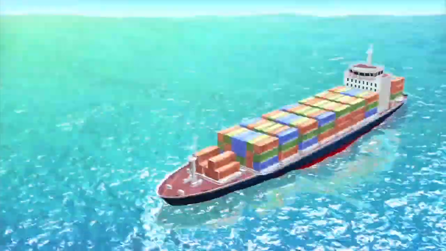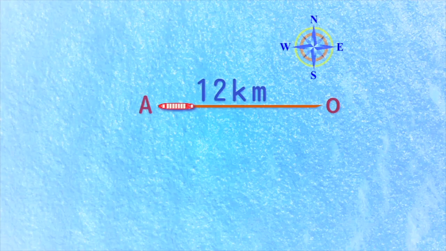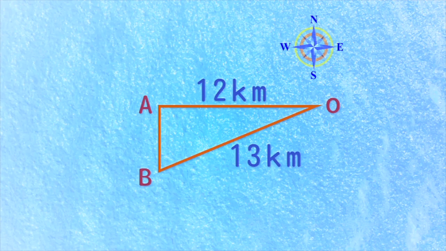Besides, we may use Pythagoras theorem to determine the location and the position of something. For example, a ship starting from point O sailed 12 kilometers due west to point A and then due south to point B. If point B was 13 kilometers away from the starting point, how far did the ship sail due south?